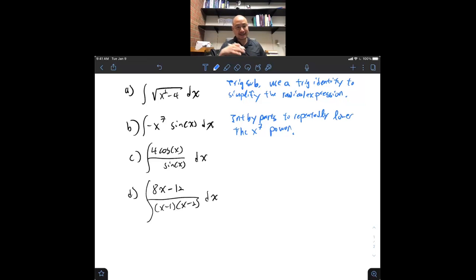In the third of these, for cosine x over sine x, there is a natural substitution here by letting u be sine of x, then du would be cosine of x dx, and we would just have a 1 over u antiderivative. So substitution, let u be sine x, du is cosine x dx.